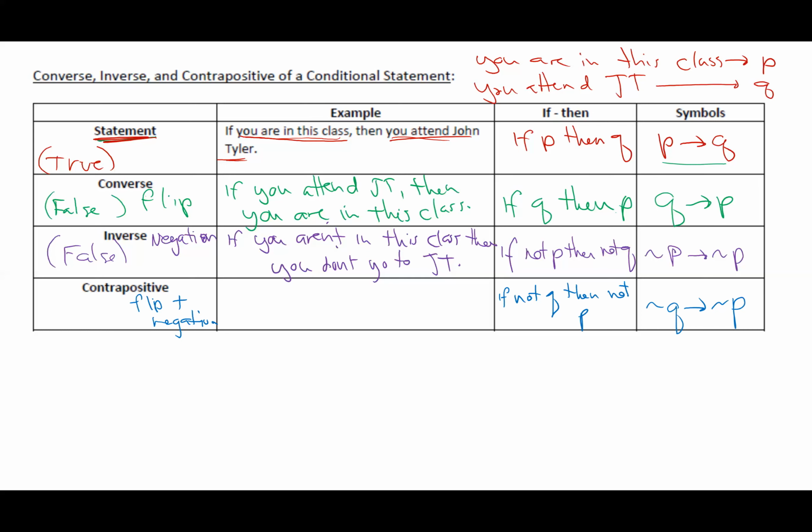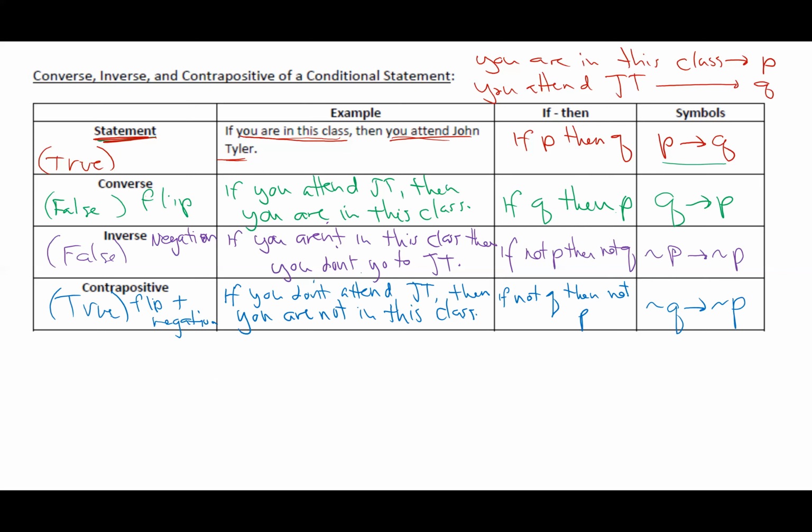How does that even work? Well, let's think about this linguistically. If you don't attend John Tyler, then you are not in this class. If you do not attend John Tyler, then you are not in this class. Well, wouldn't you believe it? This is actually going to be true.